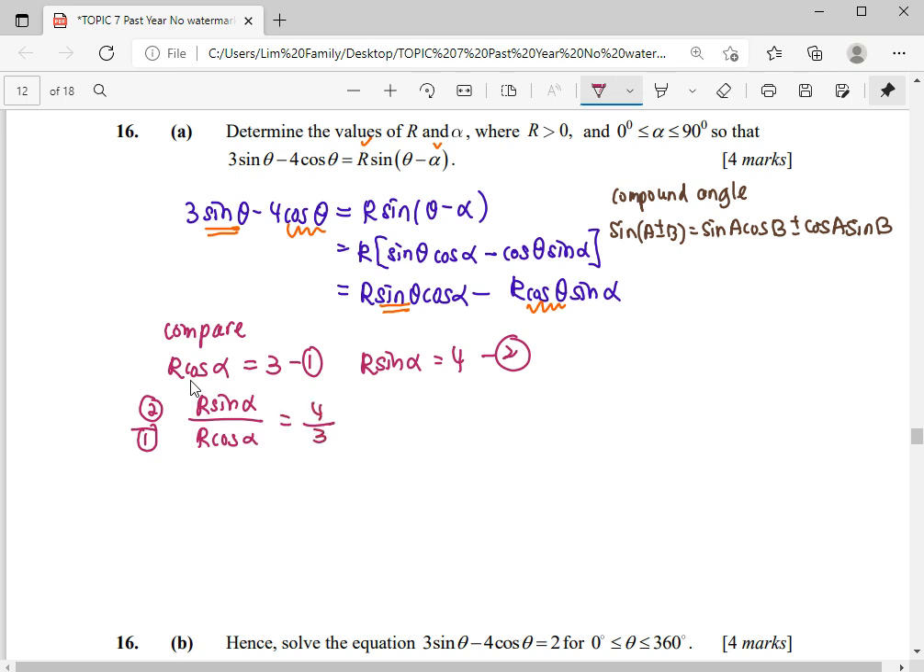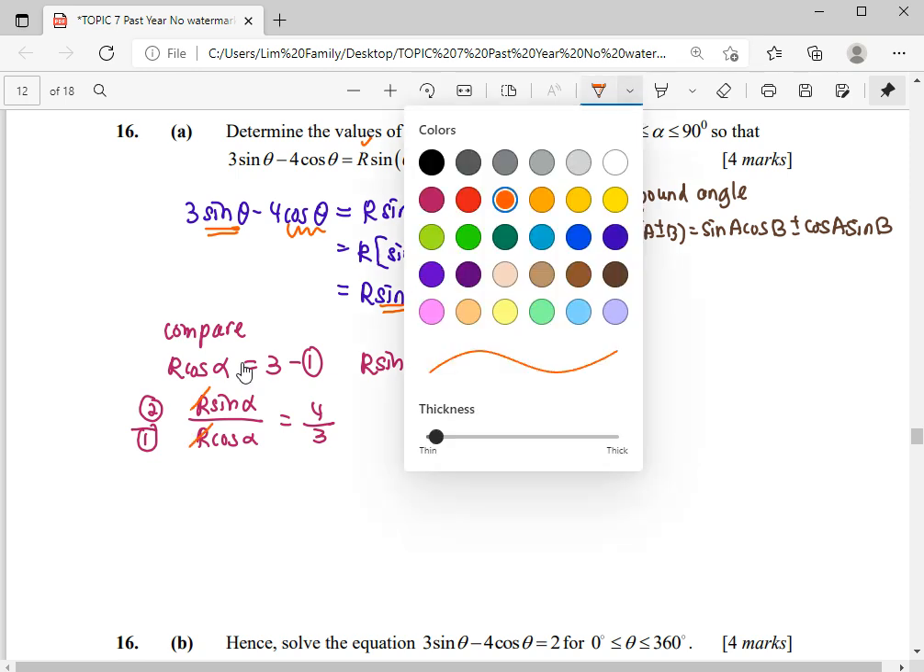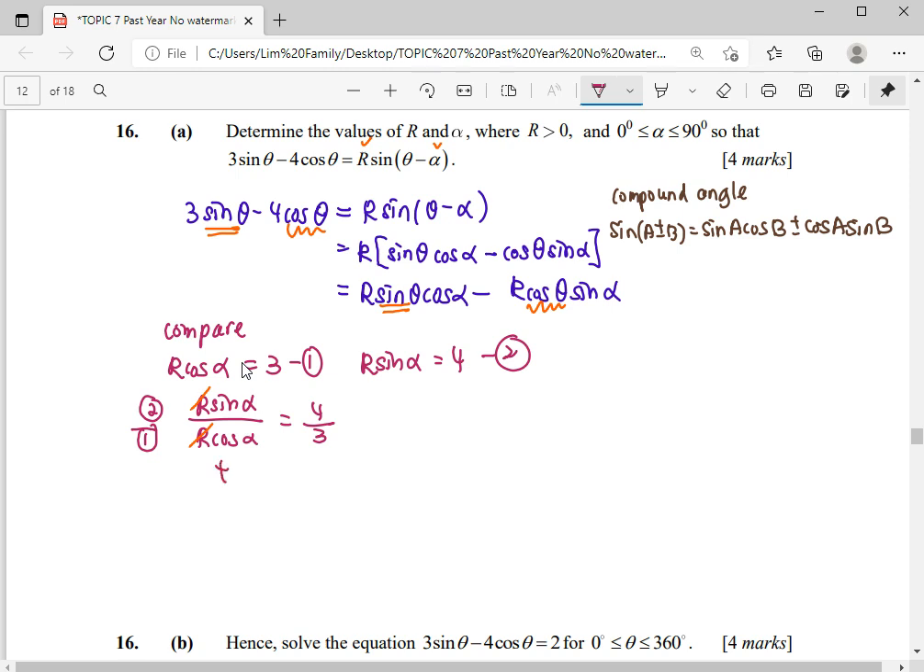So when we do the division, sine over cos, which is equation 2 over 1, R is eliminated. Then straight away we can get alpha, which will be in terms of tangent, because sine over cos is tangent. To find alpha, we just use shift tangent. So shift tangent 4 over 3 gives 53.1 degrees. Our angle alpha is just the basic angle, which is between 0 and 90 degrees.